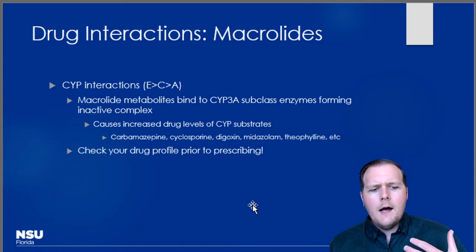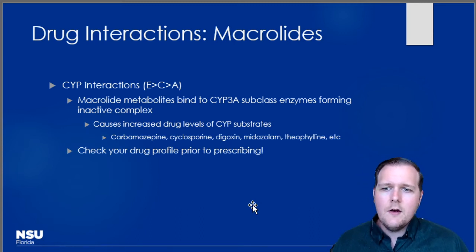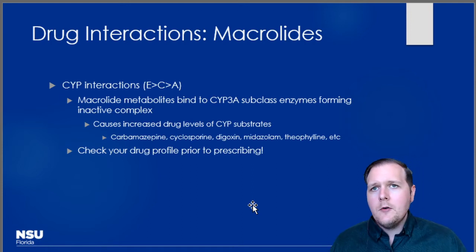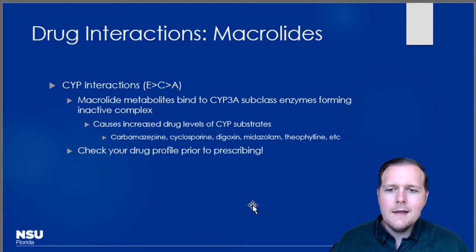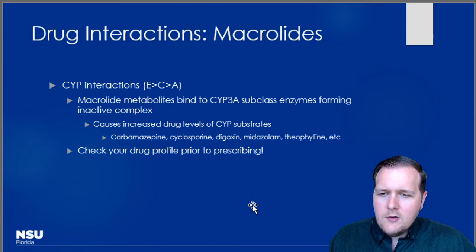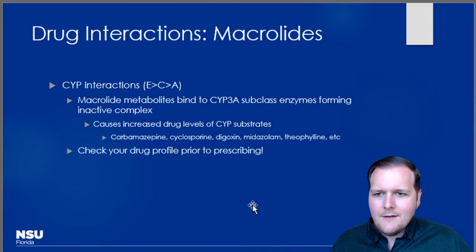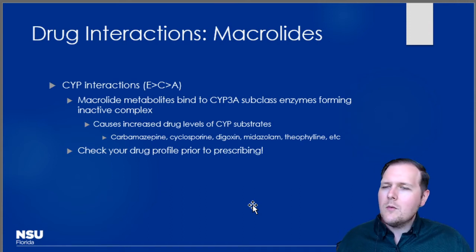So anyway, another huge thing to worry about here is also going to be the CYP drug interactions. Now, this is going to be most prominent with erythromycin, followed secondarily by clarithromycin, and then azithromycin. Azithromycin is the least likely, but it can still occur, right? So we're going to find that in general, the macrolides will inhibit the CYP3A subclass of enzymes, which is the most important one out of all the CYP enzymes, 3A4, right? Because it metabolizes so many different drugs, you have to be watchful for that.